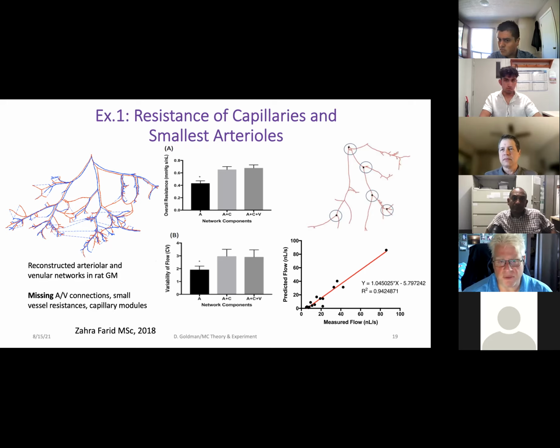Yeah, the venules aren't doing much at all. They're just there. But Hester's work, hemodynamically, they're not doing a lot. But in terms of control, that's another story.